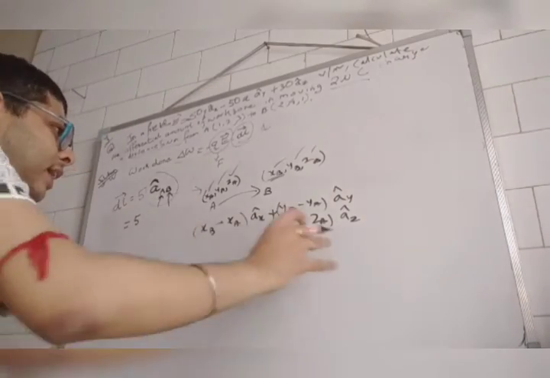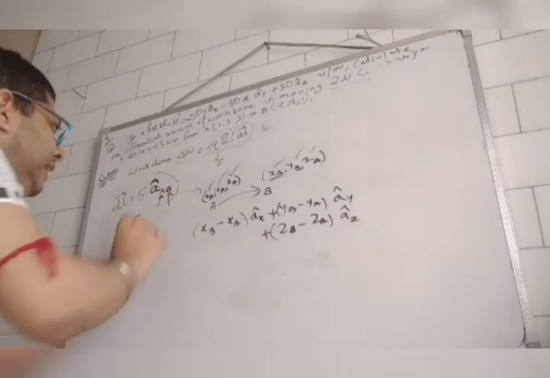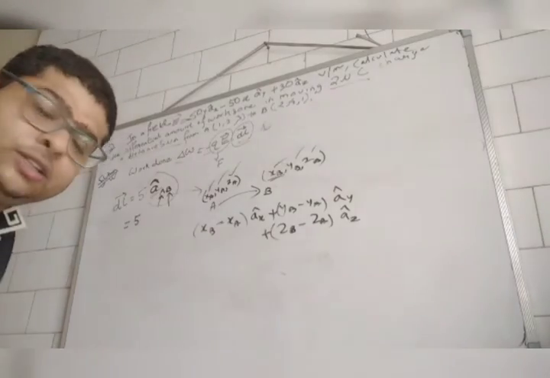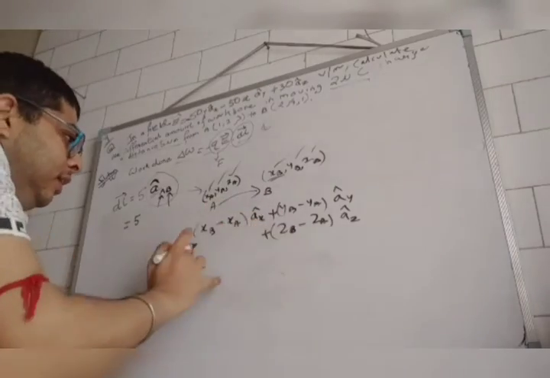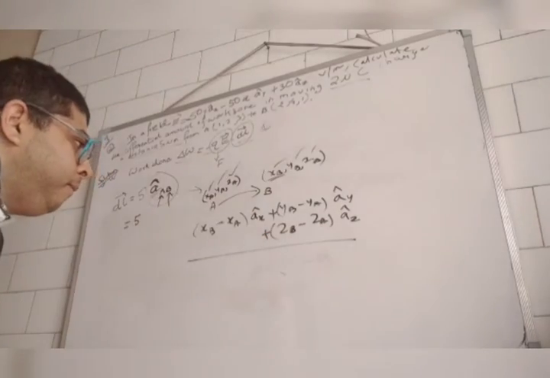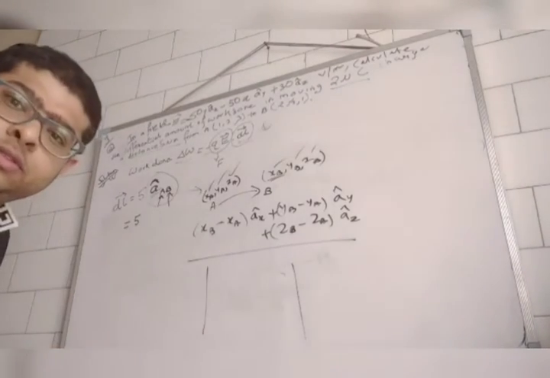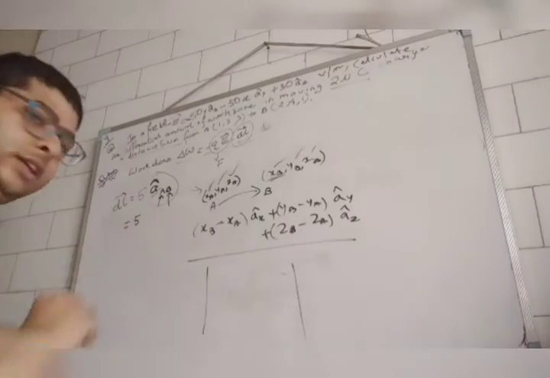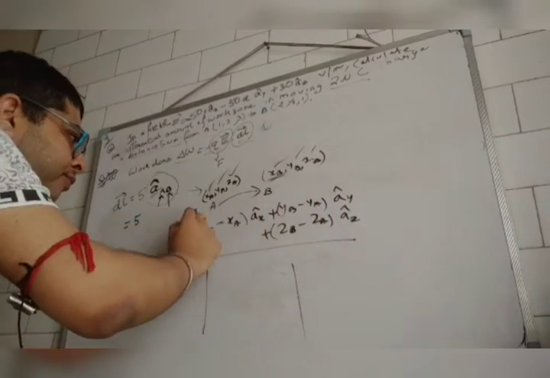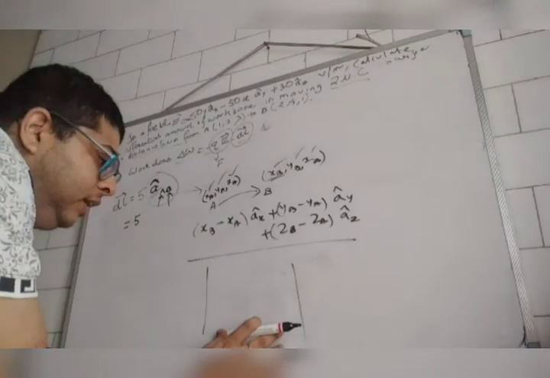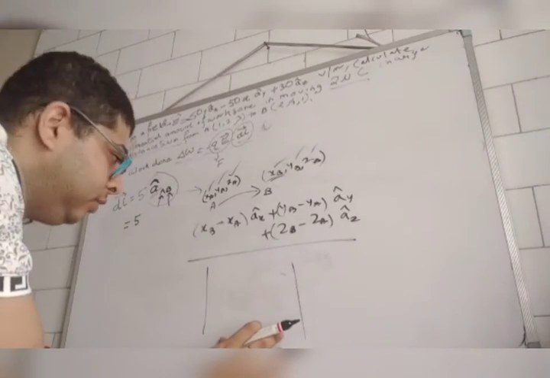So this will be the vector AB, but since we need to calculate the unit vector, what you need to do is, this is the total vector, you need to divide it by the magnitude. Then you will be getting the unit vector. So this is the basic vector along A to B, and to get the unit vector, you need to divide it by the magnitude.